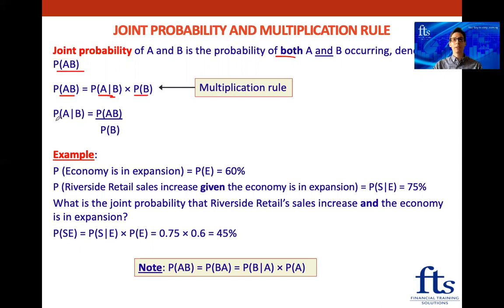So if they want us to work out the probability of A given B, and they give us the probability of A and B happening and the probability of just B happening, then we can work out the probability of A given B. So I did see one of the CFA Institute practice problems.